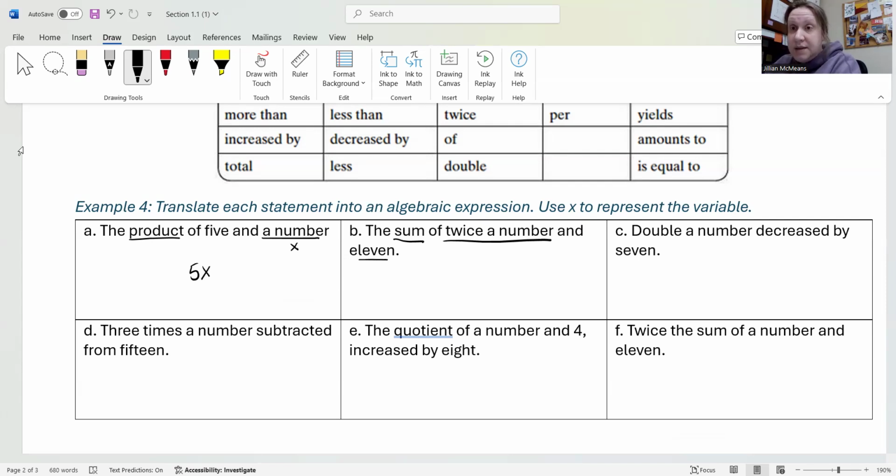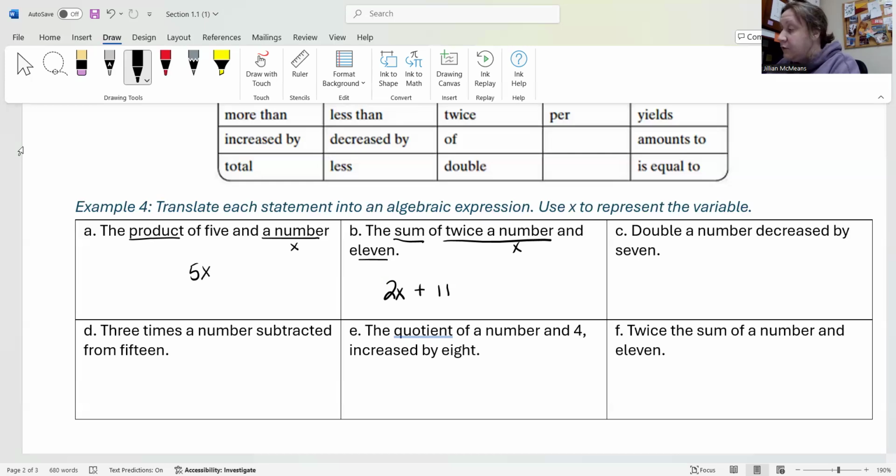Well, twice is multiplying something by 2. So we have some number. We don't know what it is. We're going to call it x. What we do know is we want twice that. So we want 2 times x. And then we want the sum of 2 times x and 11. Sum means add. So we ultimately just want 2x plus 11.